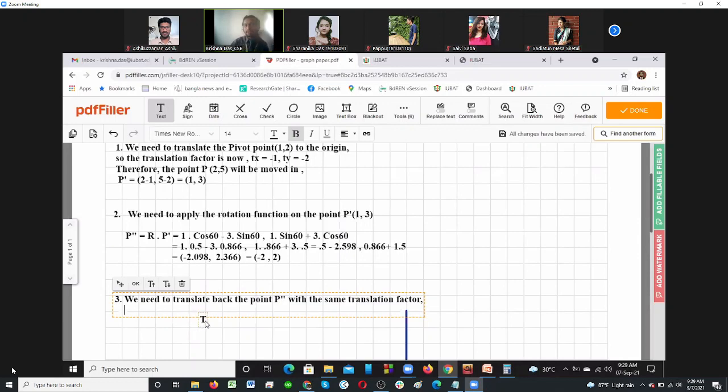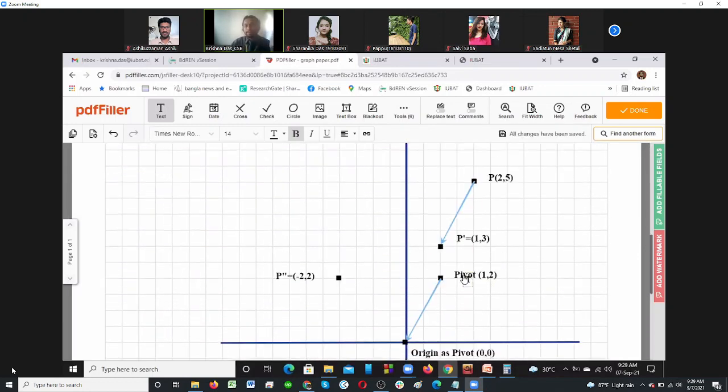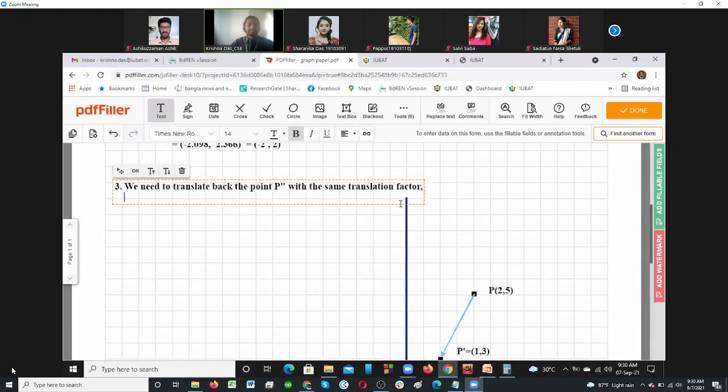Okay, as we are translating back, as you can see, earlier whenever we brought it down, that's why we applied the negative one. Now we are putting that back. Whatever space we have, we are putting that object back with the same factor. That's why it is a positive translation.